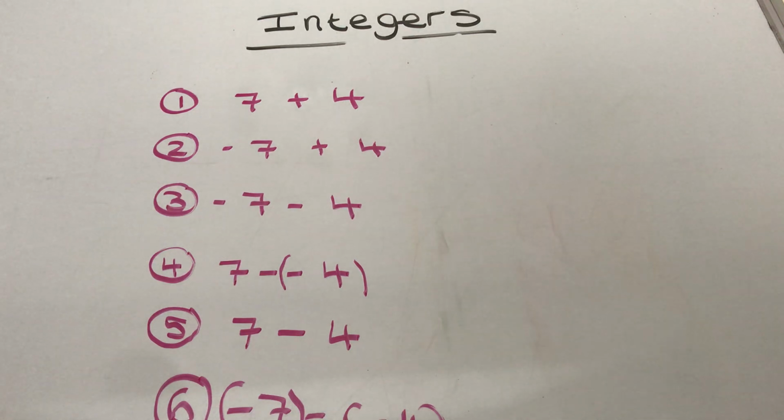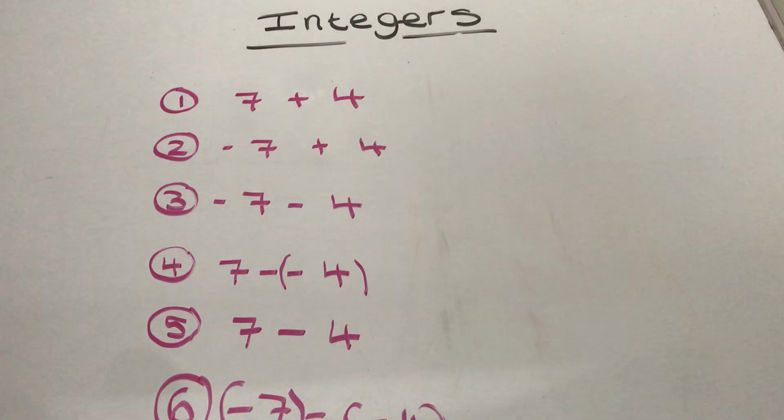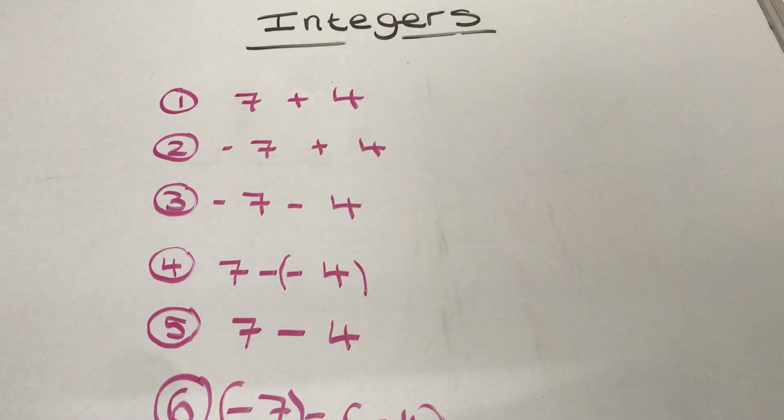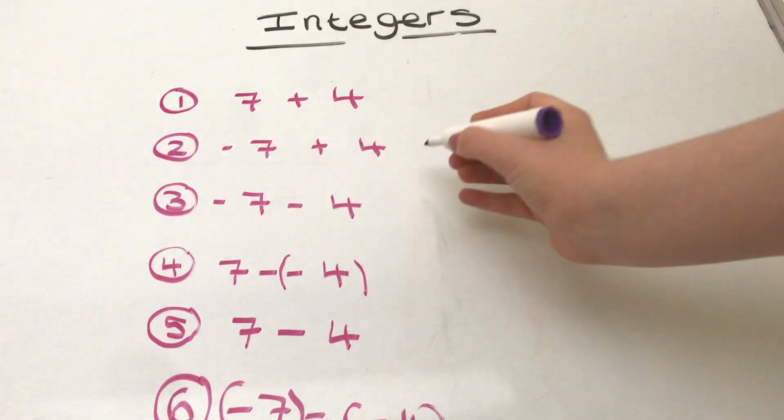So what is an integer? An integer is a number which is positive or negative and it must be a whole number. So an integer is a whole number which is either positive or negative. So how do we know if a number is positive or negative? Well, there are three ways we can figure that out and I will tell you two of them.